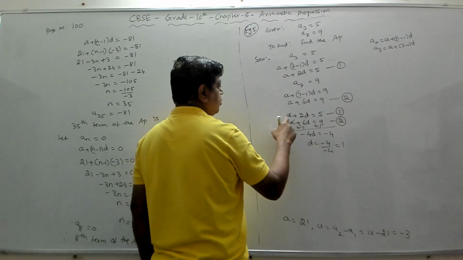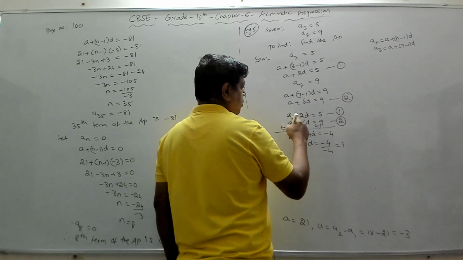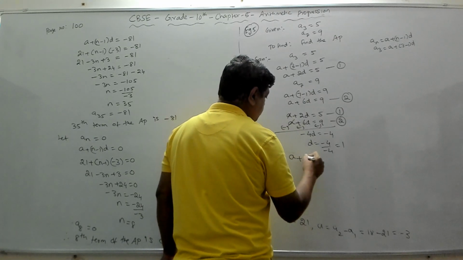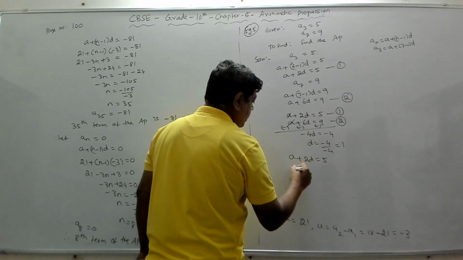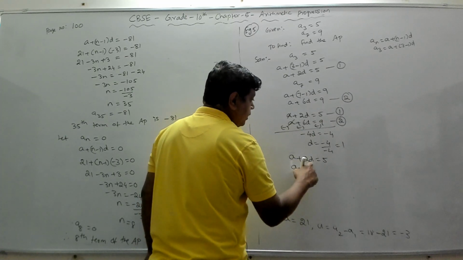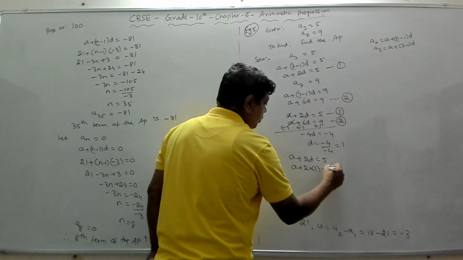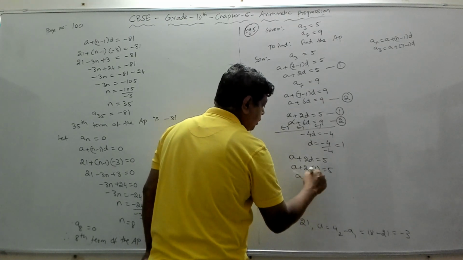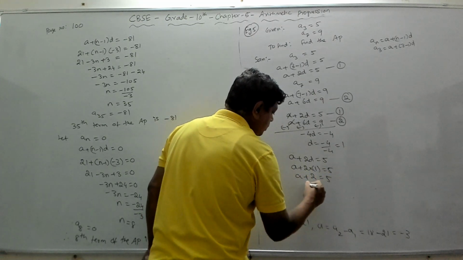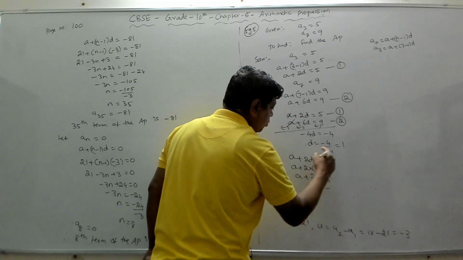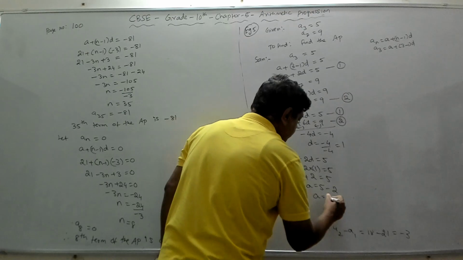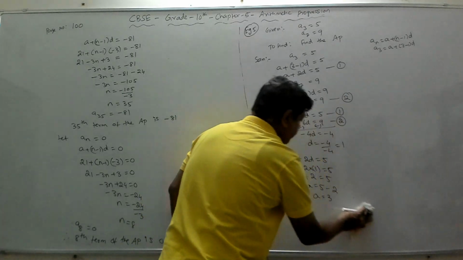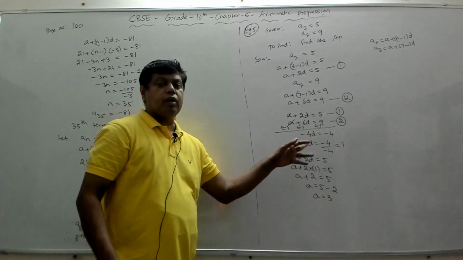Now substitute D is equal to 1 in any one of the equations. We'll take the first equation, A plus 2D is equal to 5. I'm going to put D is equal to 1 here. So A plus 2 into 1 is 2, equal to 5. So A becomes 5 minus 2, because the 2 goes to the other side and becomes minus 2. So A is 3. Now we found A, the first term, and D, the common difference.